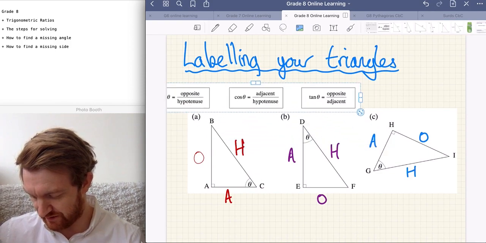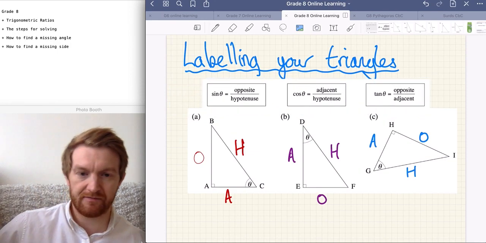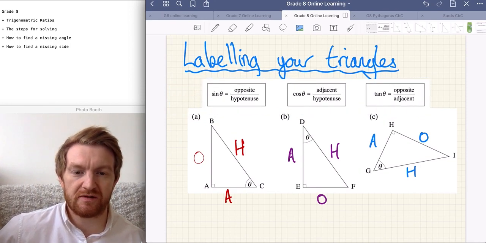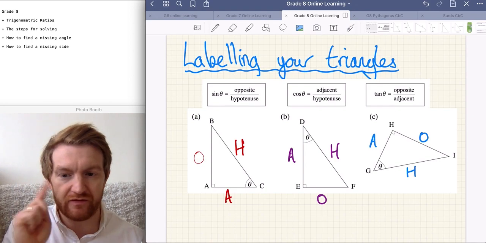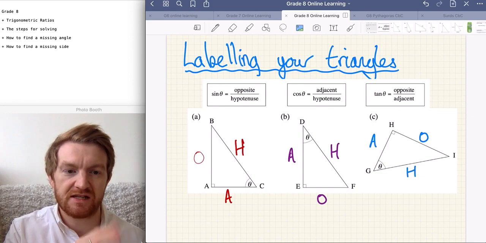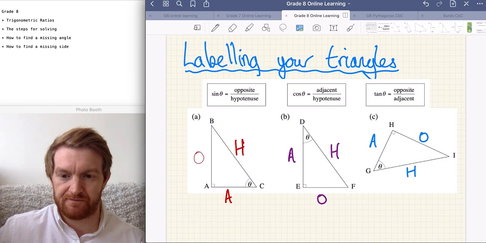These are our three ratios. We know we've got sine, cosine, and tan. So the most important thing when we do each question is choosing the right one. You've got three options, and you're only ever going to choose one of them. So we need to make sure every time we're using the right ratio.